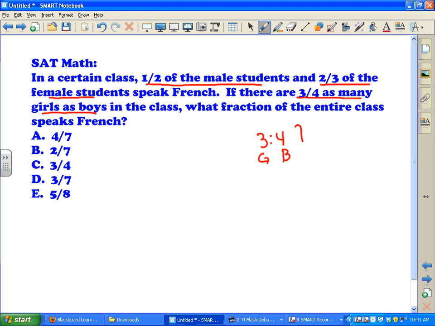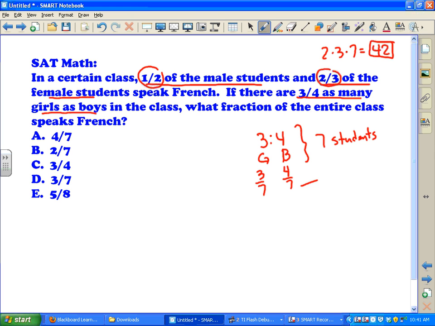So out of every 7 students, we know that 3 out of 7 are girls. And we also know that 4 out of 7 are boys. And we have 1/2 here, and we have 2/3 here, and we have 3/7 and 4/7 here. So what we need is a common denominator between 2, 3, and 7. If you multiply 2 times 3 times 7, that gives you 42.